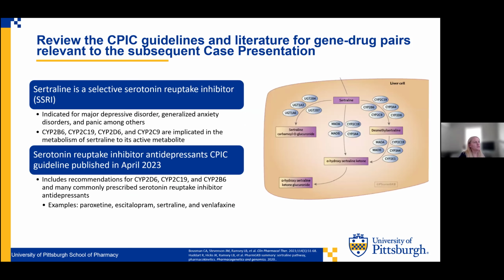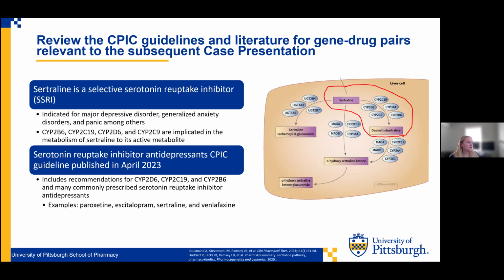So the next medication I wanted to bring your attention to is sertraline. It is a selective serotonin reuptake inhibitor, or an SSRI. It is indicated for many conditions such as major depressive disorder, generalized anxiety disorder, and panic, among many others. The metabolism of sertraline implicates many genes, including CYP2B6, CYP2C19, CYP2D6, and CYP2C9. So this is the metabolism of sertraline to its active metabolite shown here.